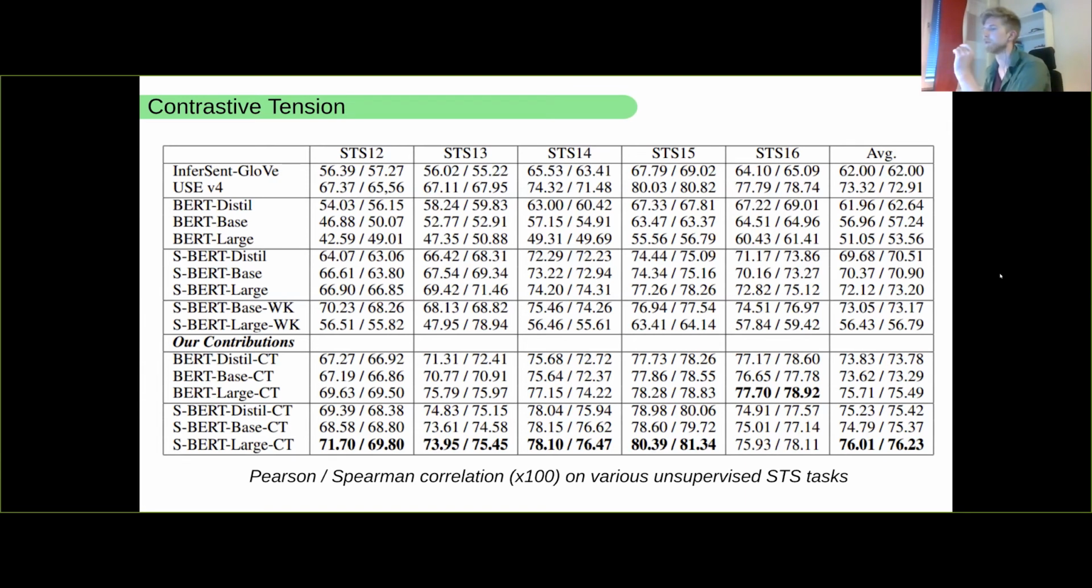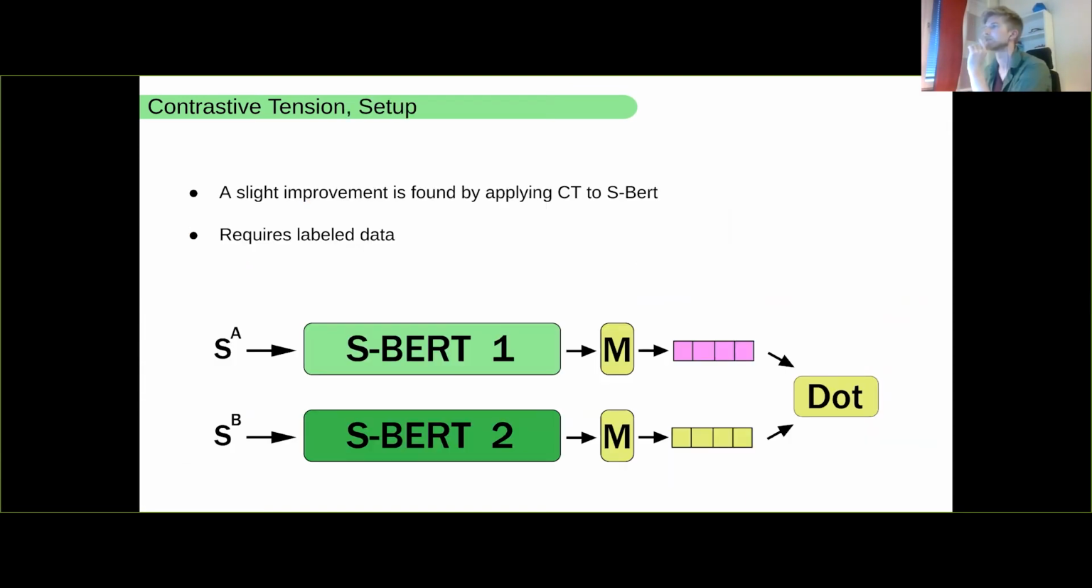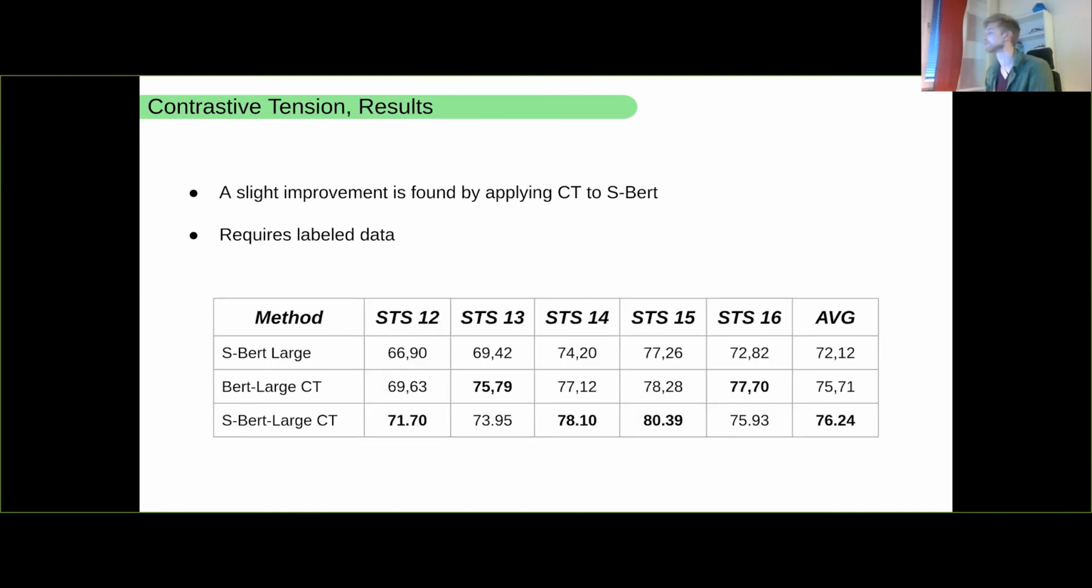We do, however, also see a slight increase in performance when we apply CT to a model that has already been trained toward the inference training objective. So if we take these BERT models and first fine-tune them with the S-BERT objective, and then apply CT, we see a minor improvement again. So it for sure shows that the initialization of the model prior to CT is of very big importance here.